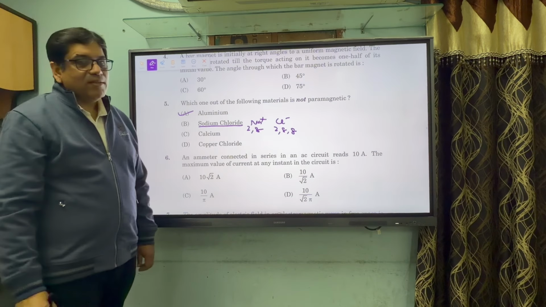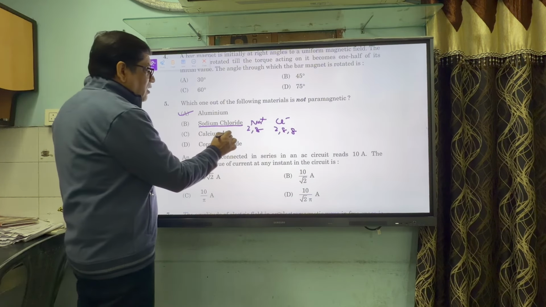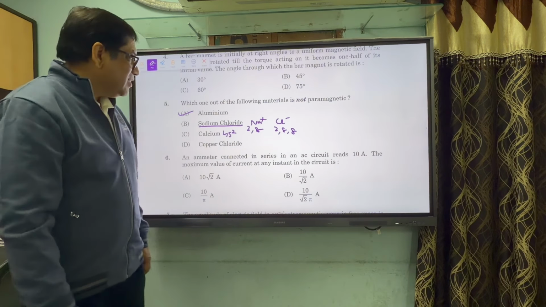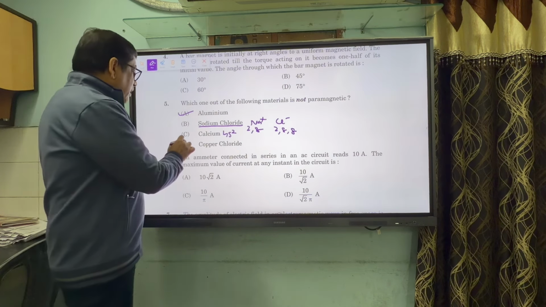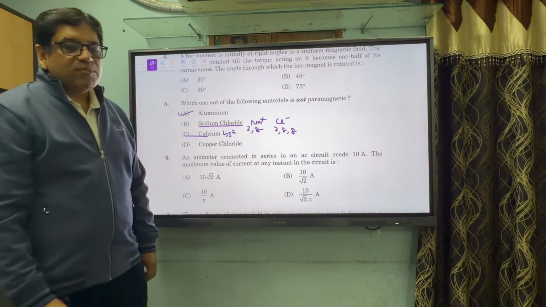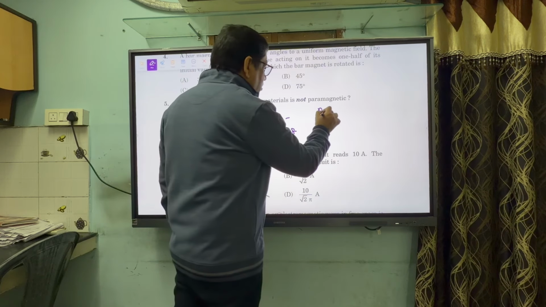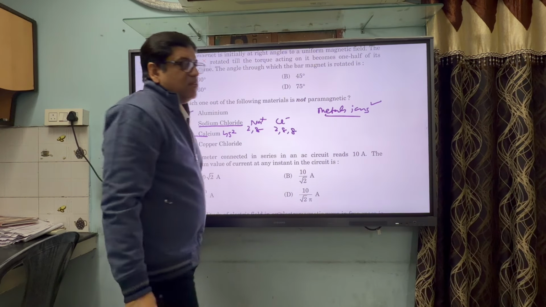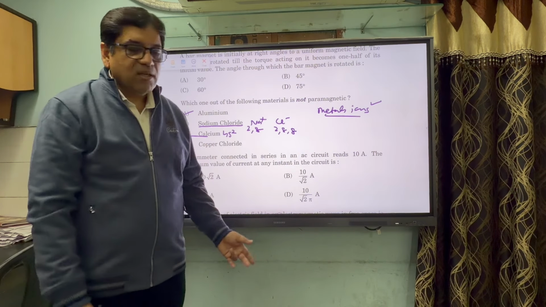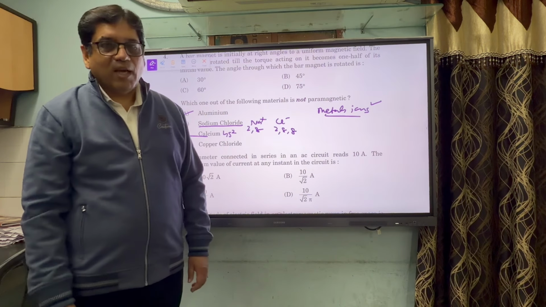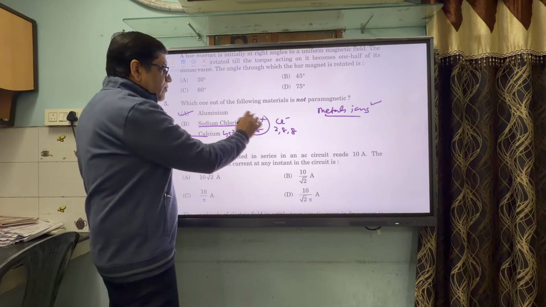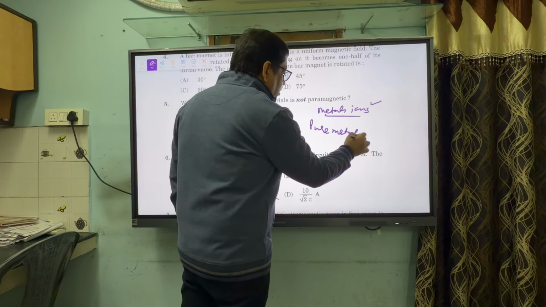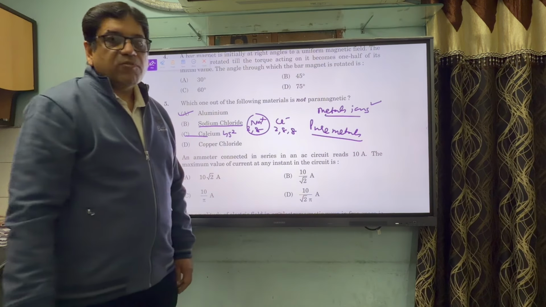About calcium, what can we say? In the calcium configuration, the last is 4s2, but still it is not diamagnetic. It is paramagnetic. In case of metal ions, we can tell easily. If there is an unpaired electron, we can say it is paramagnetic. If there is no unpaired electron, we can say diamagnetic. Like Na positive is diamagnetic. But in case of pure metals, we can't say like this.